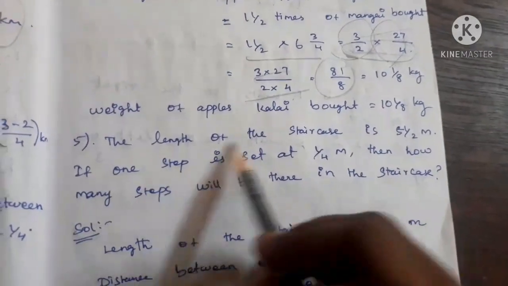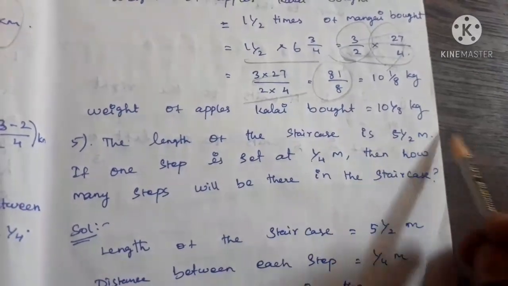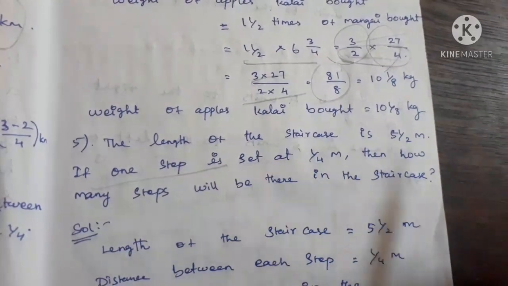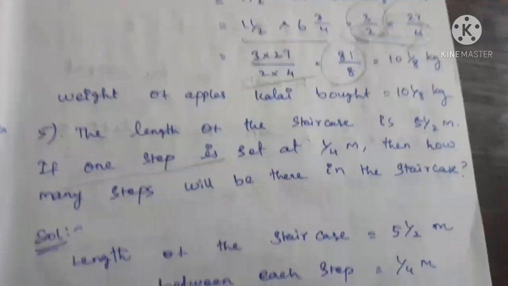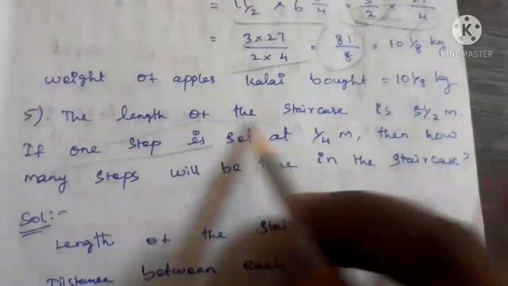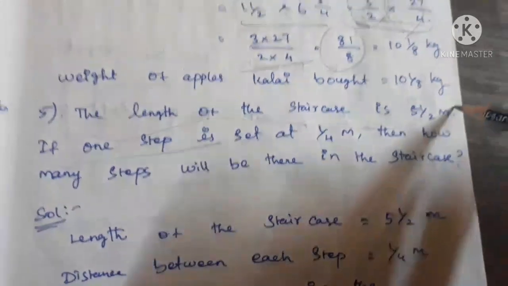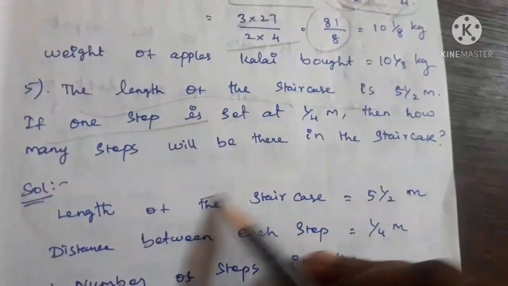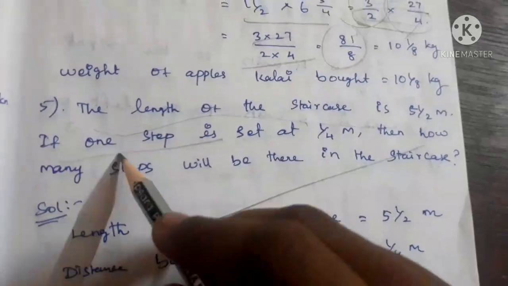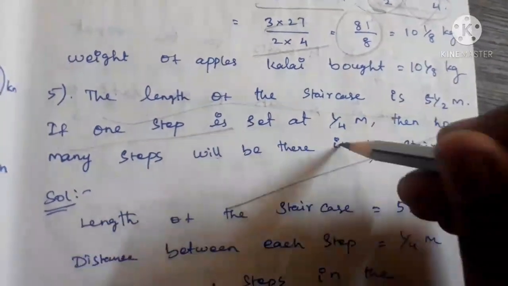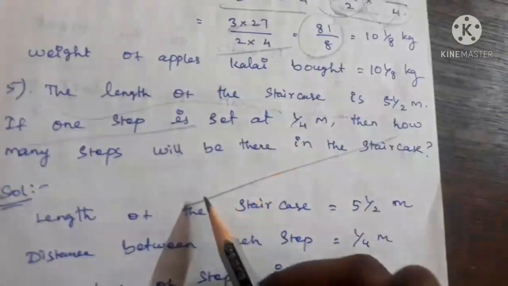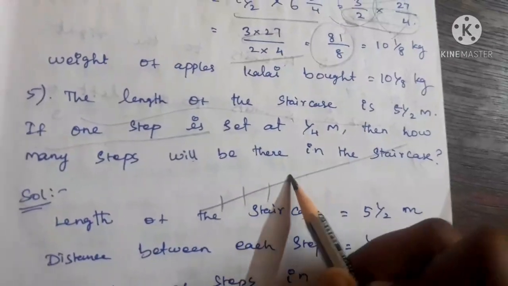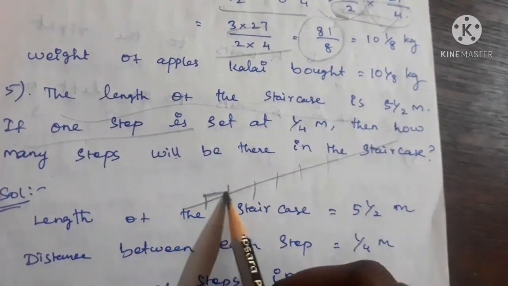Fifth question. The length of the staircase is 5 1 by 2 meter. If one step is set at 1 by 4 meter, then how many steps will be there in the staircase? See, the length of the staircase is 5 1 by 2 meter. The total length, okay. If one step is set at 1 by 4 meter, then how many steps? So for every 1 by 4 meter, you will have a step like this.